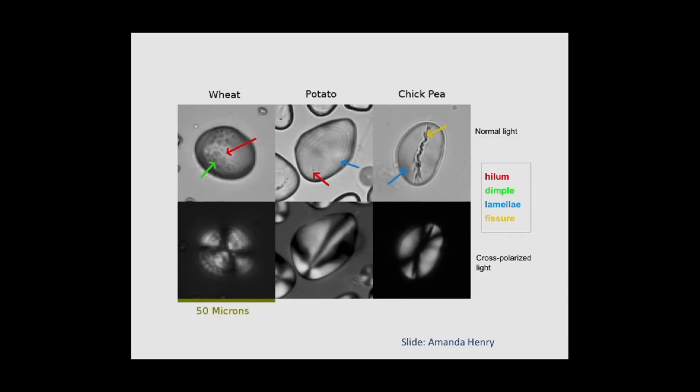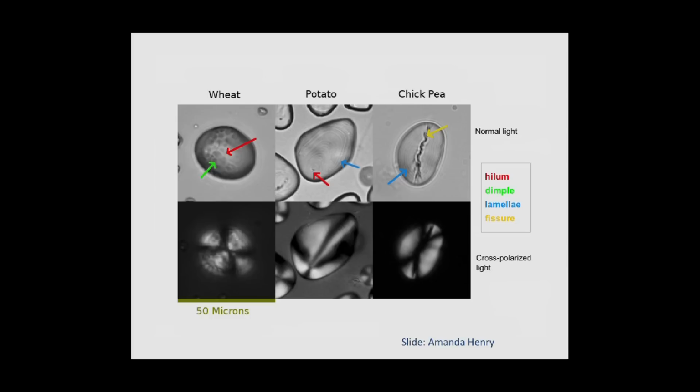And starch grains can be assigned to a taxon, usually at least a plant type, and often a family, and sometimes even a genus or a species, by the dimples, which are the green arrow, the hilum, which is the center around which the starch forms, the lamellae, which are the thin parallel lines that represent the formation of the starch, and then the fissure in the starch. And each species has a very distinctive starch.